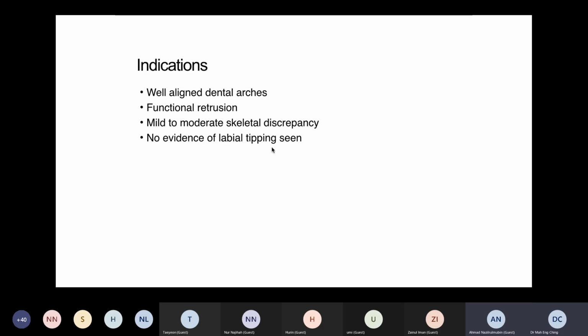No evidence of labial tipping seen. So that's how we talk about this labial tipping or proclination of the lower incisor.